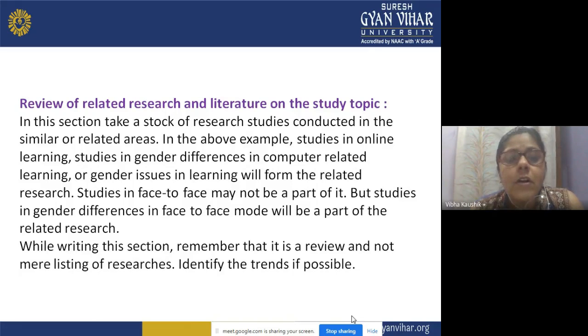Similar will be related to motivation and achievement, and related areas can be how motivation is affecting the teaching learning process, why motivation is necessary in the teaching learning process. These can be the related areas. This type of research is not exactly the same as the research I am conducting, but these are related areas. Now, in the above examples, studies in online learning, studies in gender differences in computer related learning, or gender issues in learning will form the related research.